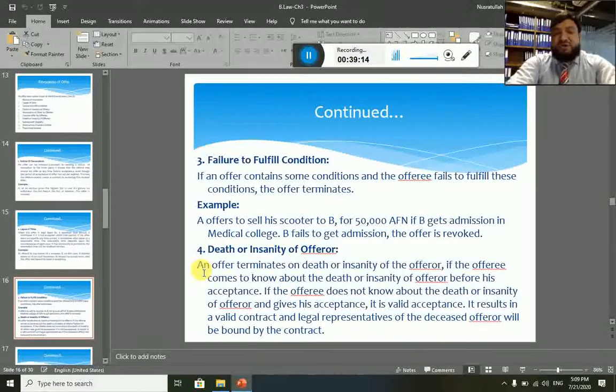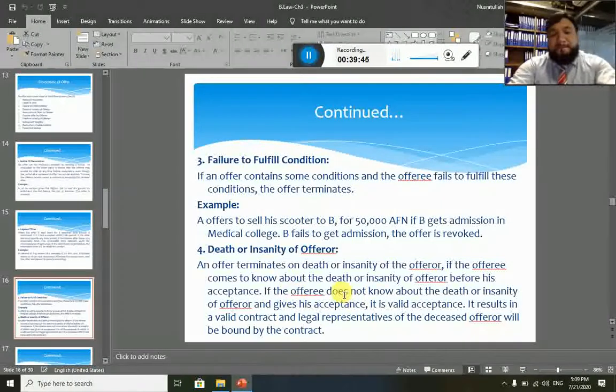An offer terminates on death or insanity of the offerer if the offeree comes to know of the death or insanity of the offerer before his acceptance. If the offeree does not know about the death or insanity of the offerer and gives his acceptance, it's a valid acceptance. It results in a valid contract, and legal representatives of the deceased offerer will be bound by the contract. There is a point we have to remember.